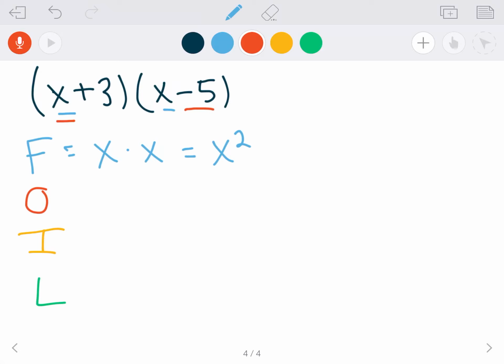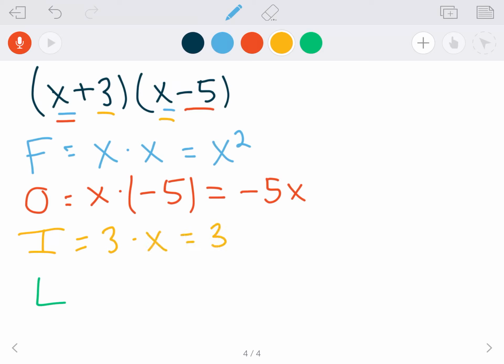Remember your signs. So we are going to get x times negative 5. And if you want to put parentheses, feel free. X times negative 5 is negative 5x. Moving on to the I, those are the inner terms, so the terms closest to the inside. In the first binomial, that will be the positive 3. In the second binomial, that will be the x. So this will be 3 times x, which is 3x.